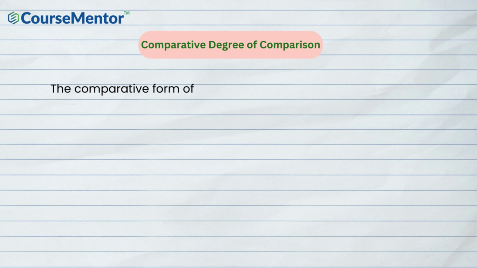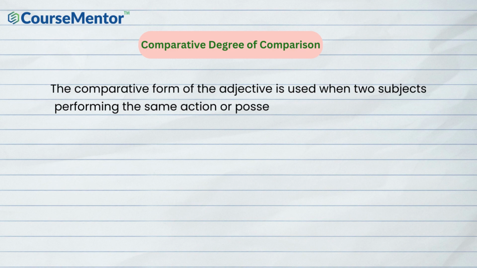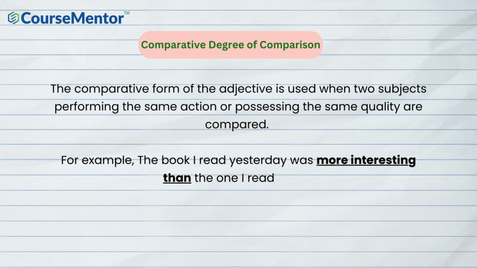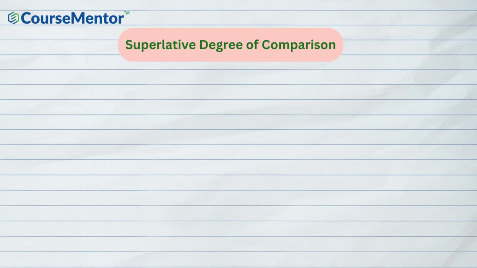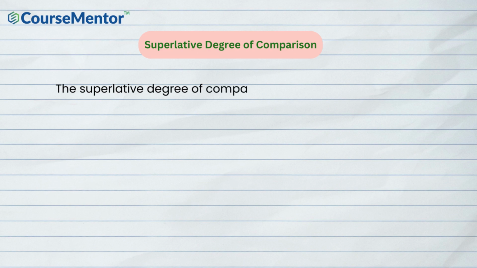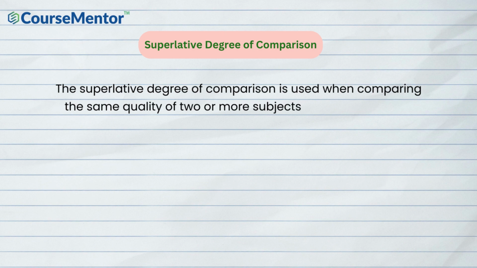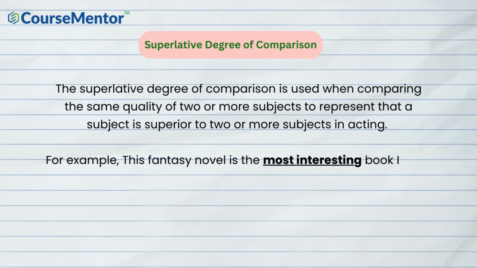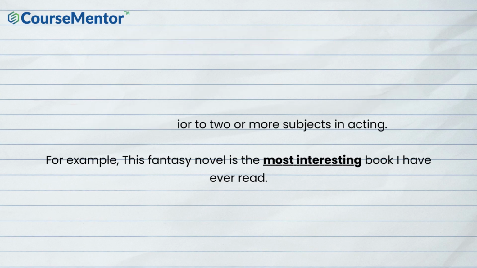Comparative degree of comparison. The comparative form of the adjective is used when 2 subjects performing the same action or possessing the same quality are compared. For example, the book I read yesterday was more interesting than the one I read today. Superlative degree of comparison. The superlative degree of comparison is used when comparing the same quality of 2 or more subjects to represent that a subject is superior to 2 or more subjects in acting. For example, this fantasy novel is the most interesting book I have ever read.